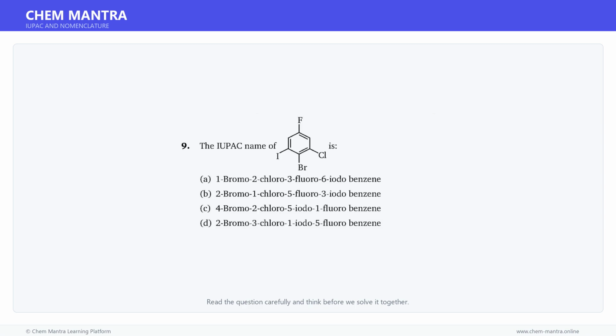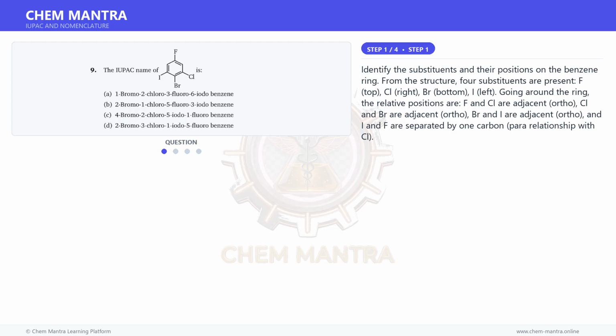Here is a question. Read it carefully and think about the answer. Let us solve it step by step. Let us begin solving this step by step. Identify the substituents and their positions on the benzene ring.